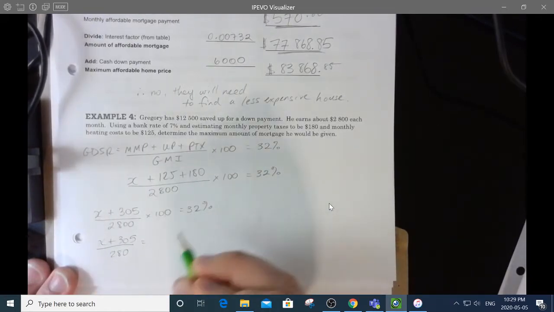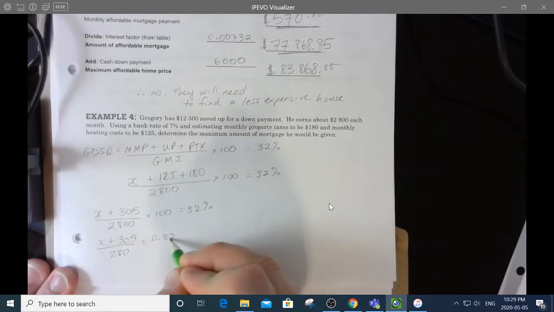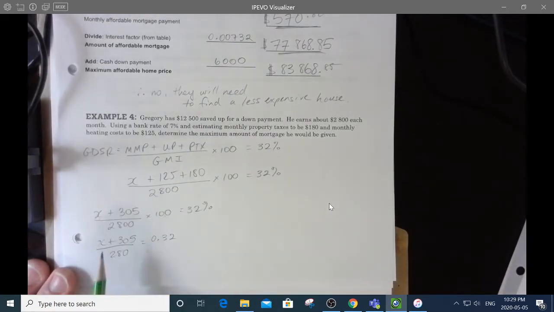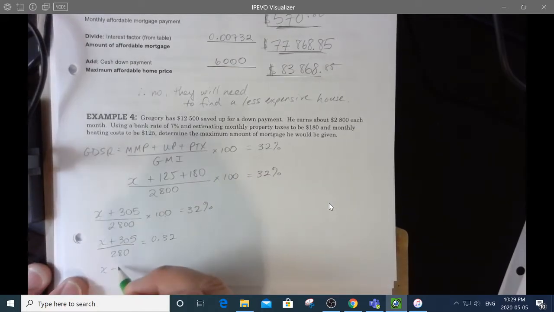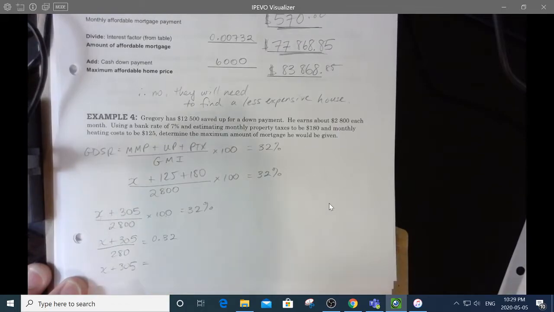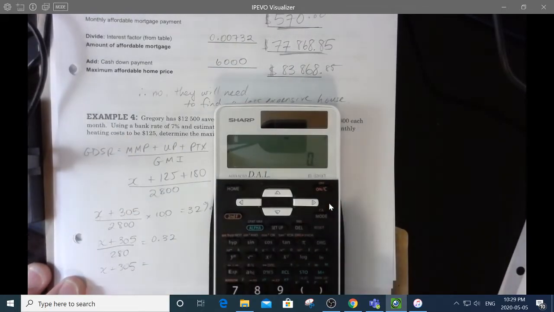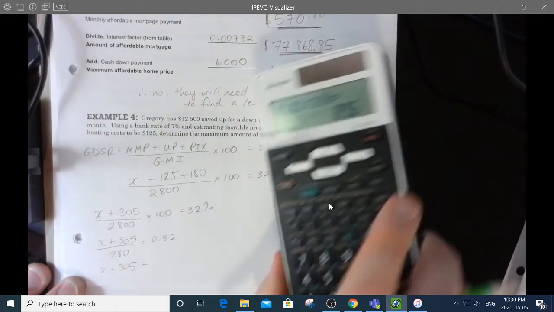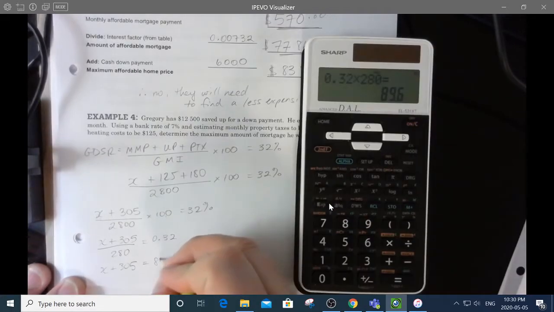And on that side, it turns 32% into 0.32. Now, how do I undo dividing by 280? What's the opposite of that? Timesing by 280. So if I times both sides by 280, it cancels on that side, leaving me this. And I can't do this in my head. 0.32 times 280 is 8. Is that 89.6? Yeah, 89.6.